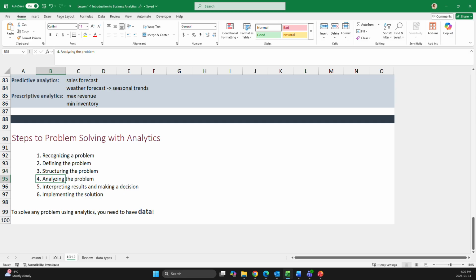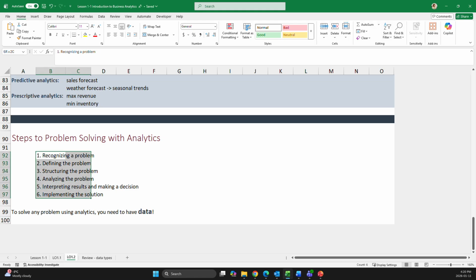Then you analyze the problem. So starting to look at your data, perform basic statistics, make charts in order to analyze the data that you do have. Then you would interpret the results. In statistics, you would always have to interpret the results. That means say what happened or what the context of the problem was. That's what you do in step 5. That would help you to actually make a decision. And the final step would actually be implementing the solution in your business.